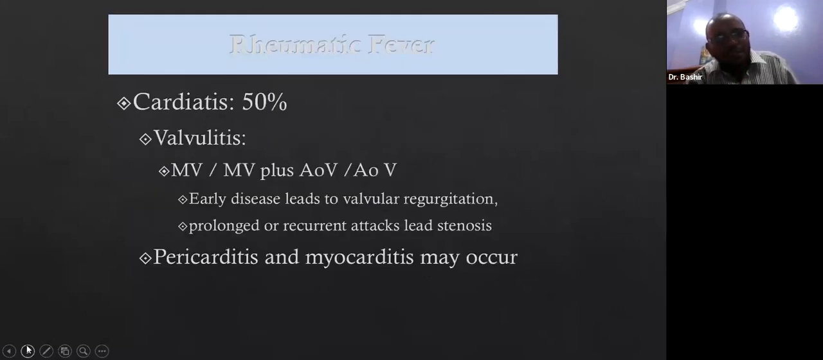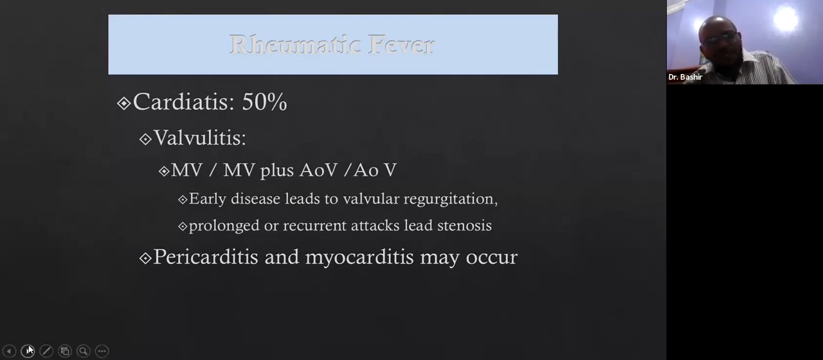Carditis, 50%, most likely valvulitis. As we said, the mitral valve is the commonest, then mitral valve plus aortic valve, then lastly aortic valve. Early disease leads to valvar regurgitation. First, the child will have valvar regurgitation. Regarding the mitral, there will be affection of the subvalvar apparatus. The chordae tendineae will be either elongated or ruptured. Prolonged or recurrent attack leads to stenosis. That is, if first they have mitral regurgitation, then we will have mitral regurgitation and stenosis, or what is called double mitral.